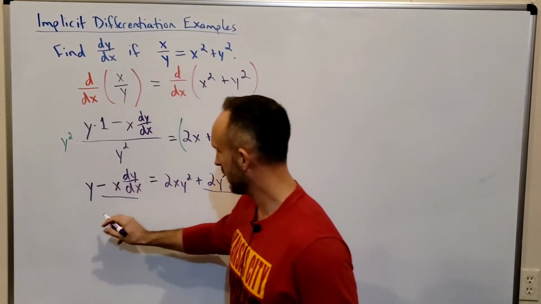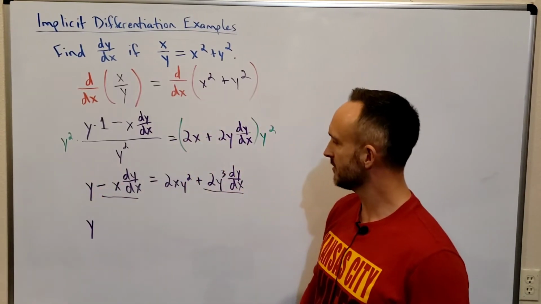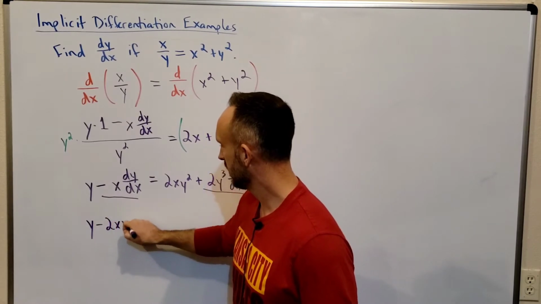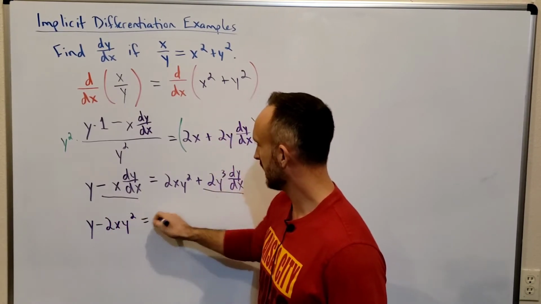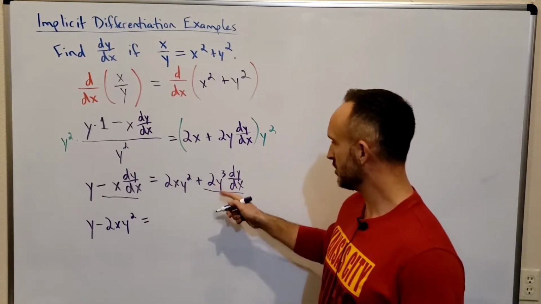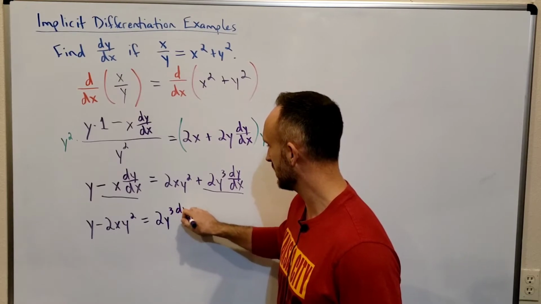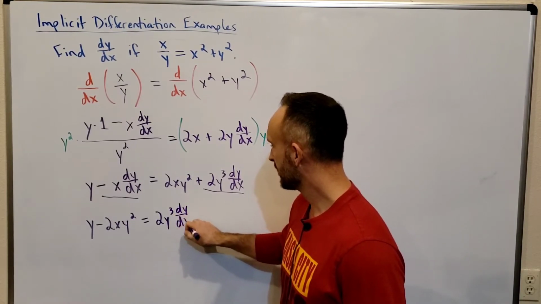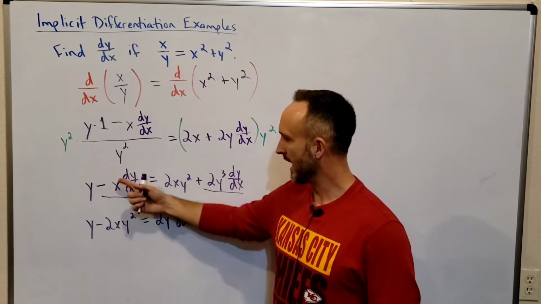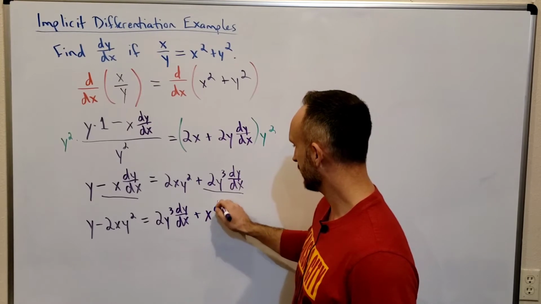So on the left side, I'll have my y. I'll leave him on the left because there's no dy dx. And I'll subtract 2xy squared from both sides, putting it over here and canceling it over here. And then on the right side, I'll have my 2y cubed dy dx. I want him to stay because he's got dy dx. And I need to add x dy dx to both sides. When I add it over here, it cancels. And when I add it over here, I just write it down.